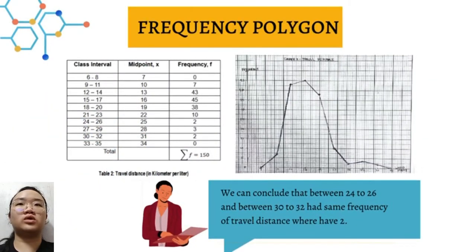4.2 Frequency polygon. At the left side is the table of travel distance in kilometer per liter. The right side is the graph of this table. We can conclude that between 24 to 26 and between 30 to 32 have the same frequency of travel distance, which is 2.